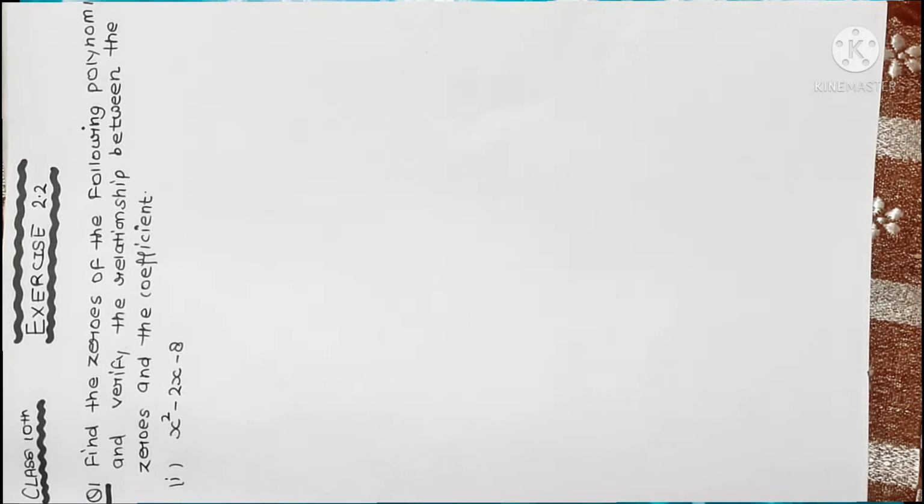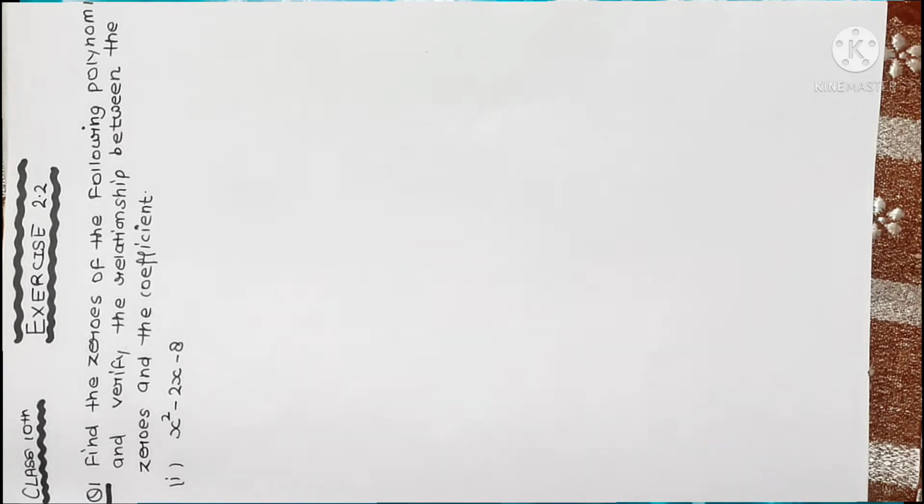So today we are going to do exercise 2.2. Question number 1 is find the zeros of the following polynomials and verify the relationship between the zeros and the coefficient. So I'm sure in class 9th you learned how to solve any quadratic equation with the help of a splitting middle term method. Okay, and also in our previous class we discussed how to verify the relationship between zeros and the coefficient. Okay, so here you are given an equation, and you have to find the zeros.